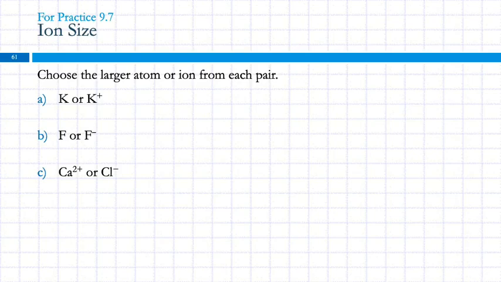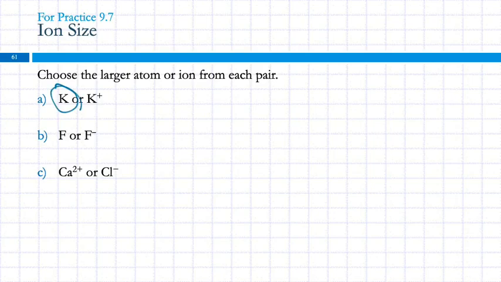Okay, choose the larger atom or ion from each pair. So, potassium the atom or potassium the ion? Well, when it becomes a plus ion, does it lose electrons or gain electrons? It lost an electron, so that should make it smaller. So then the larger one is the potassium atom, right?